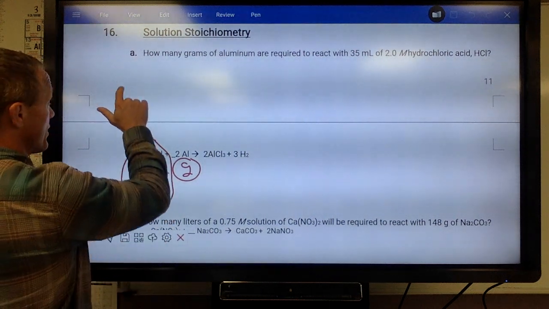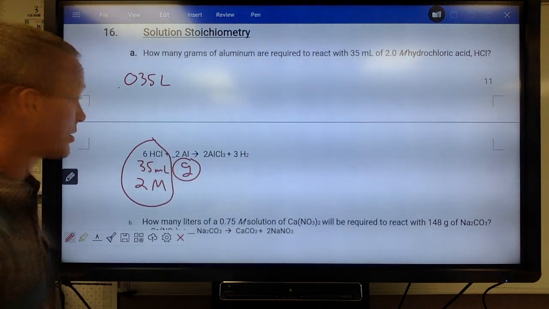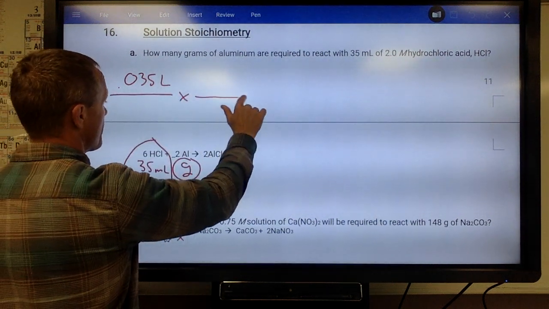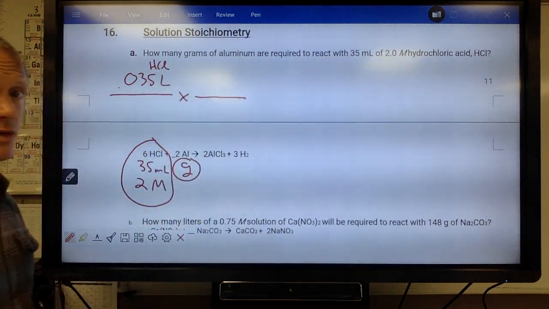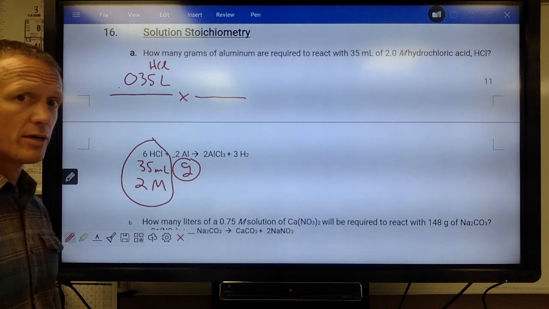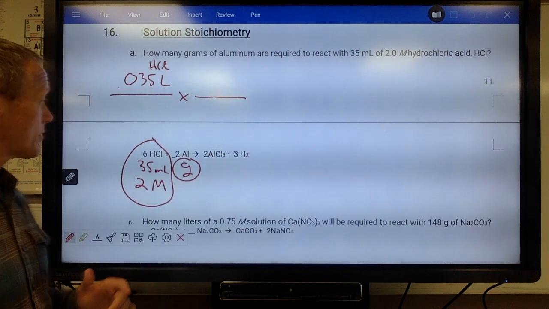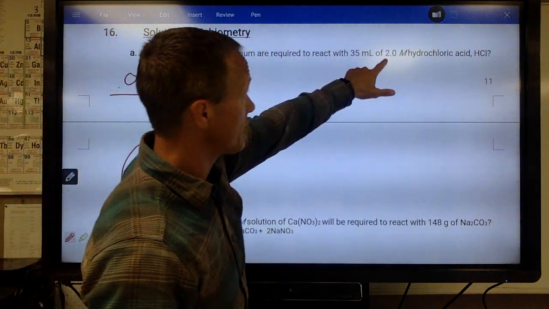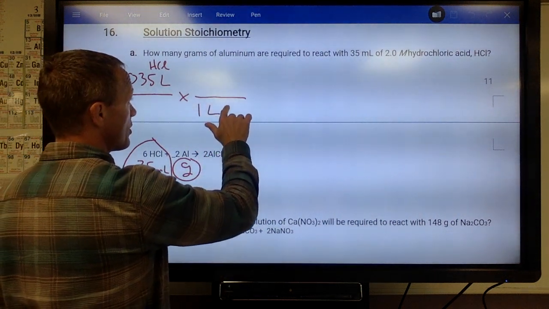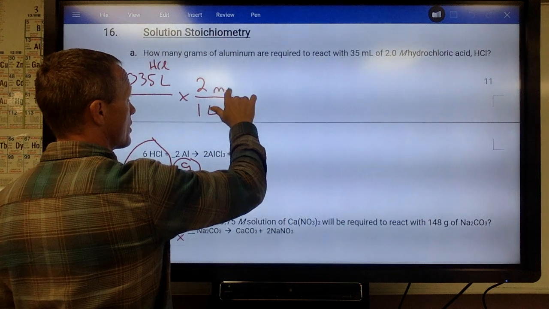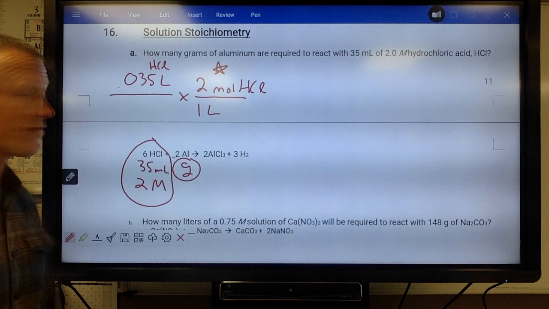So 35 milliliters is 0.035 liters. Just get used to being able to divide by 1,000, milliliters to liters and vice versa. So that is liters of HCl. To get from liters to moles, we use molarity. Molarity gets you from liters to moles and moles to liters. This 2 molar means 2 moles of HCl per 1 liter. It means that every liter of HCl contains 2 moles of HCl. That is your molarity.